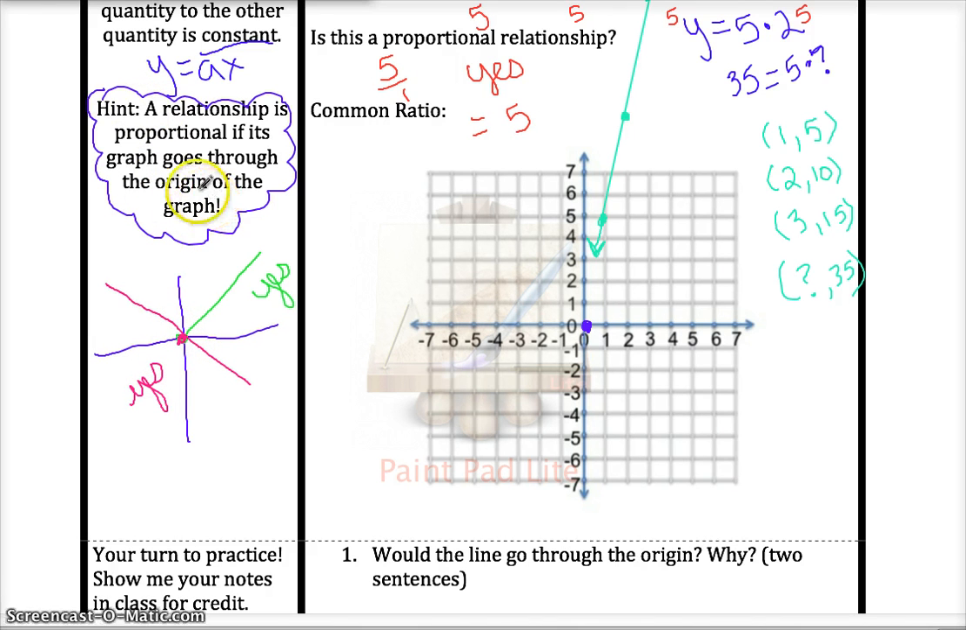So if you're ever taking a test or a quiz and it asks you to look at a graph and it doesn't give you any information, but it just asks if this is a proportional relationship, you can tell by whether or not it goes through the center 0, 0.